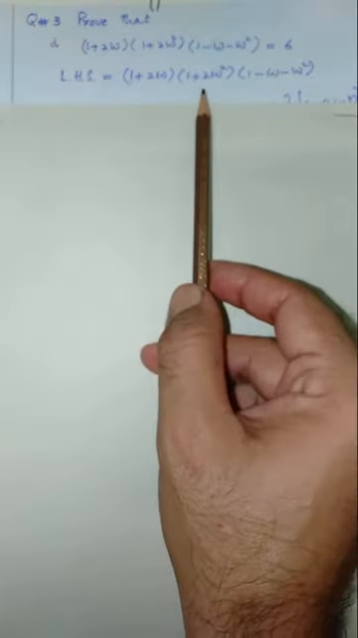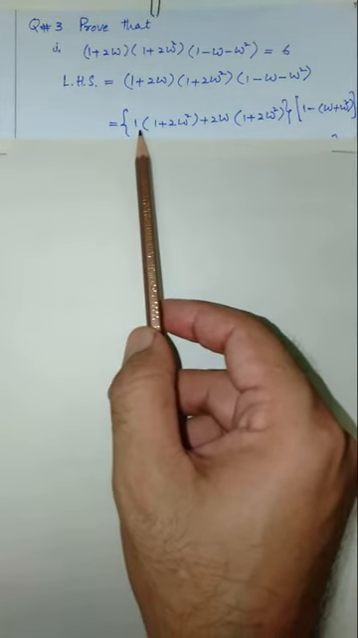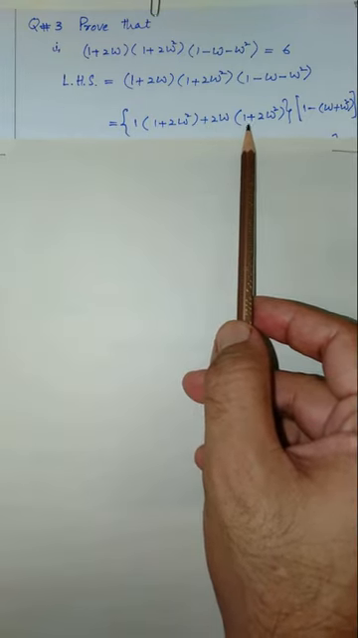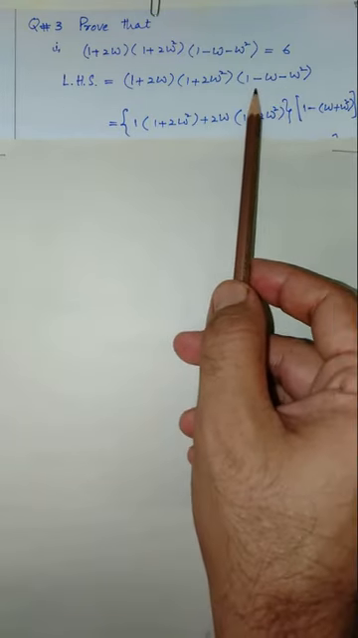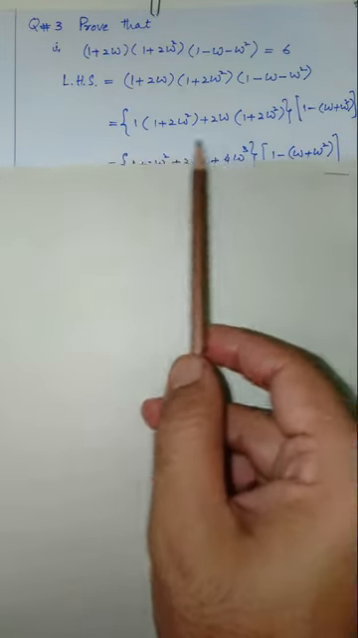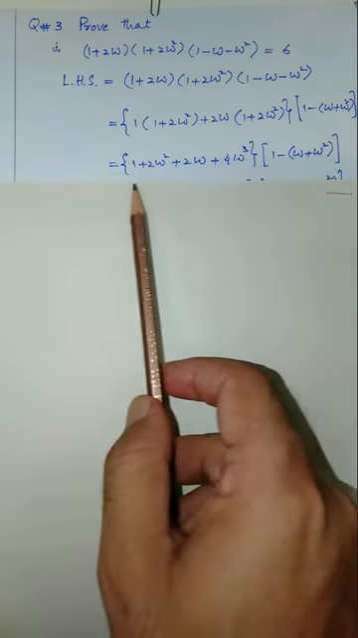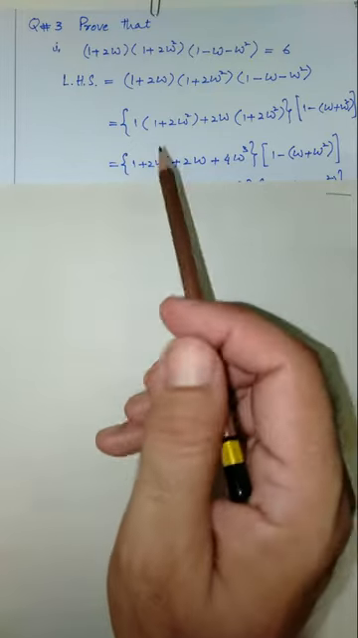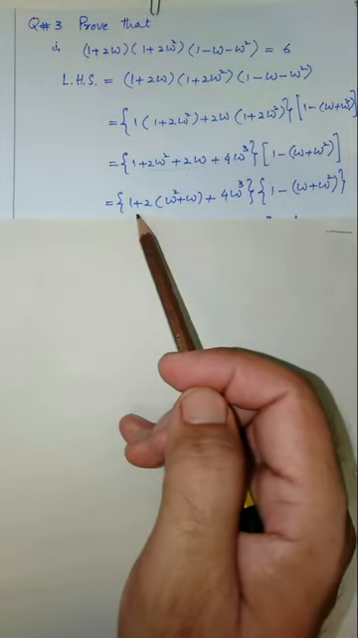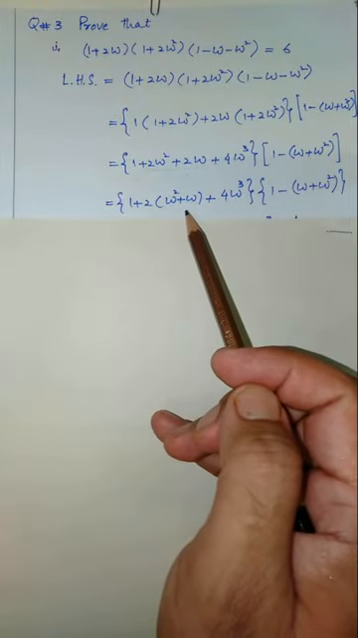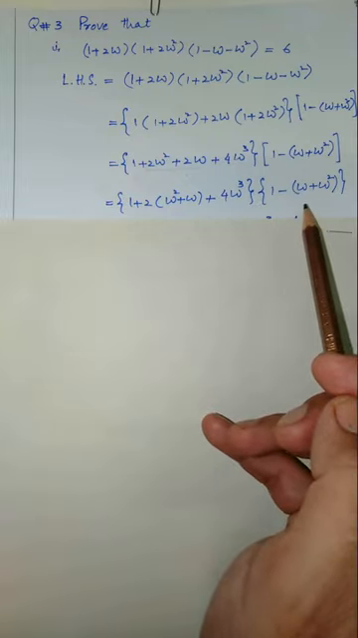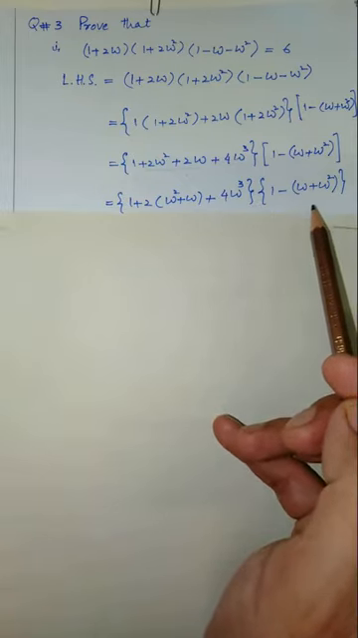multiply these two terms like this. 1 into (1 plus omega square) plus 2 omega into (1 omega square). Now taking the common minus sign from omega and omega square. So this is equal to, now taking 2 common from these two terms, 1 plus 2 into omega square plus 4 omega cube as it is, 1 minus omega plus omega square as it is.